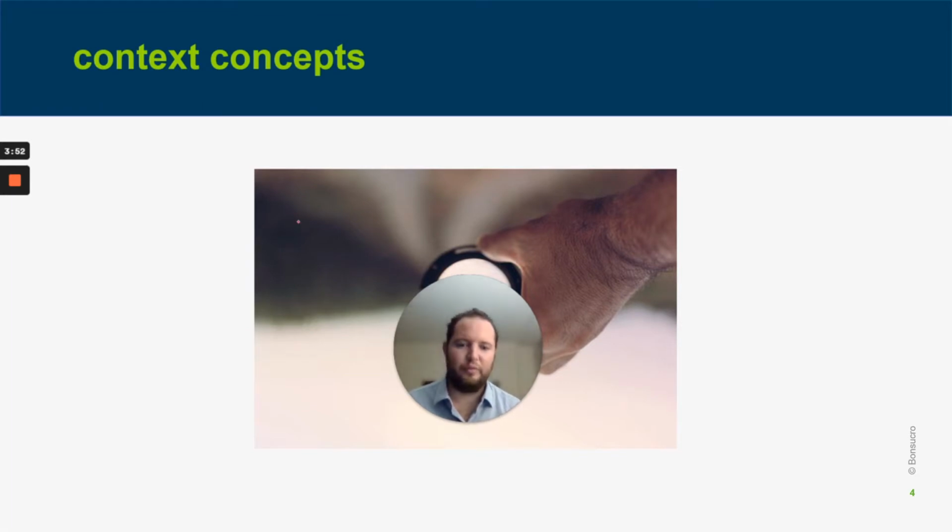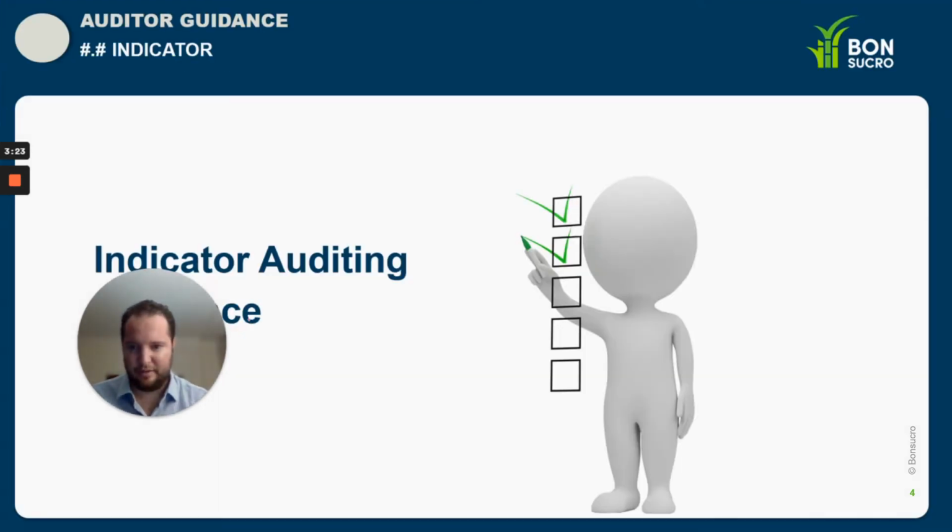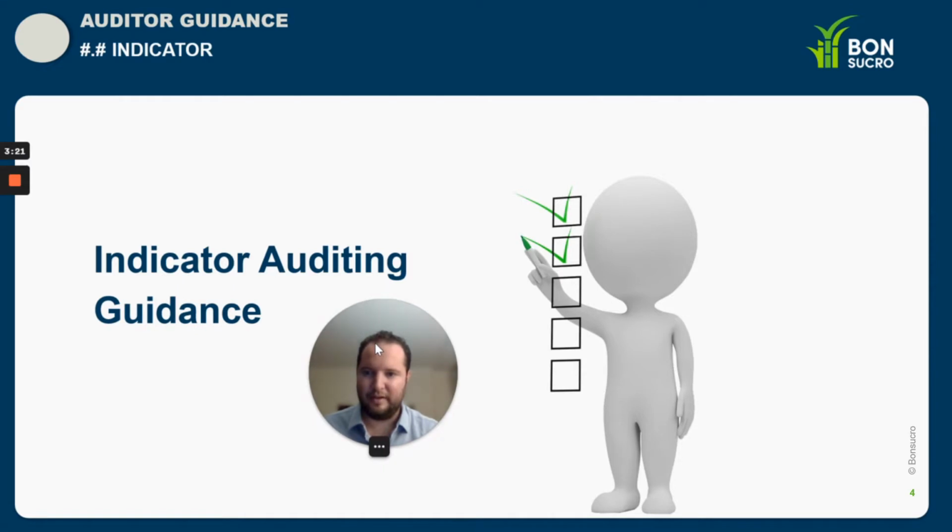Some slides or some indicators need context concepts. So context concepts to better understand some points or some concepts like maybe livelihoods, social dialogue, risk assessment. So we have some slides in this place. Some of the indicators do not need those context concepts. Others will need them. And at the end, we have the indicator auditing guidance.